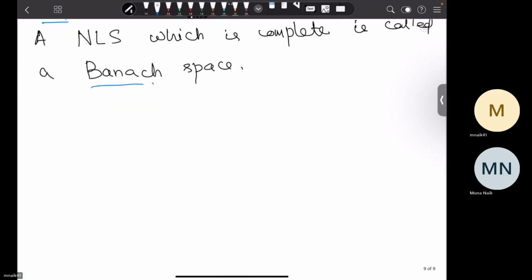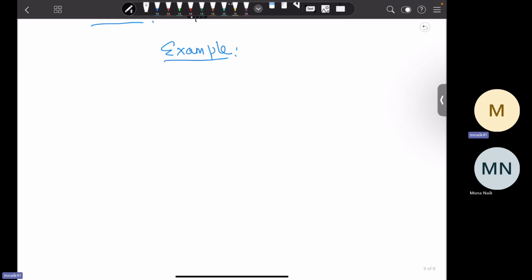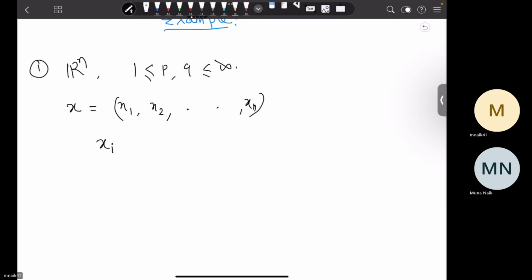Now, an example. So consider the space R^n. On R^n we have the Lp norms. Fix 1 less than p less than q less than infinity. So if you look at x, where x is x1, x2, up to xn, each coordinate modulus of xi will always be less than or equal to norm x p.